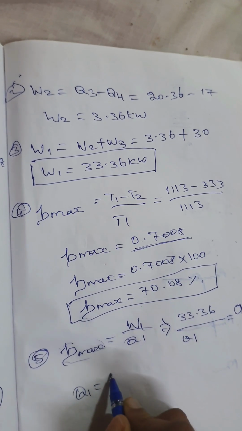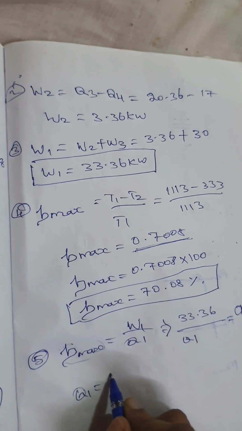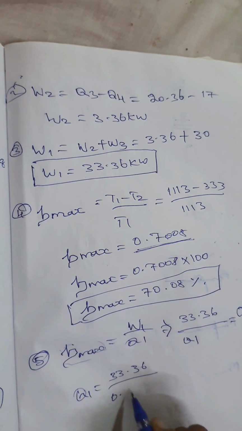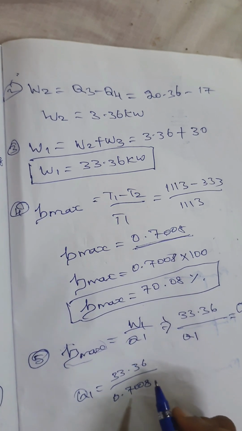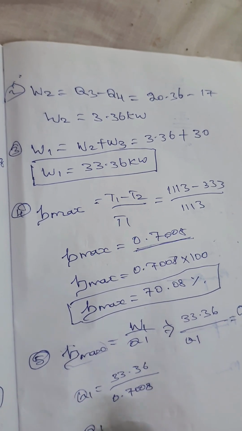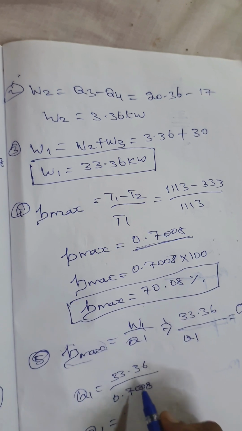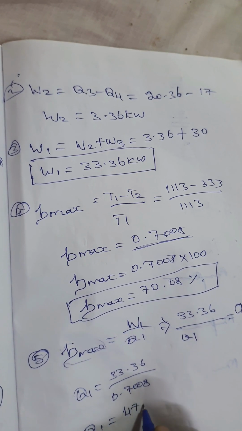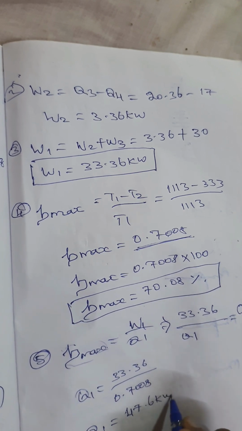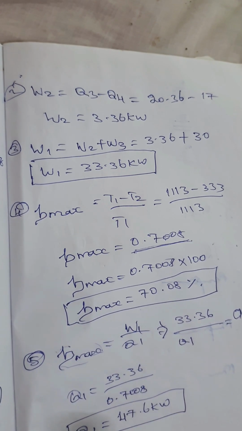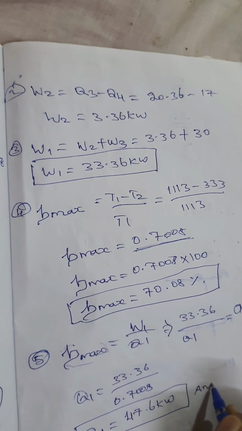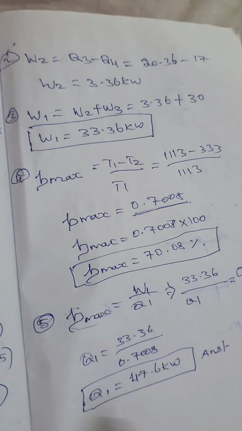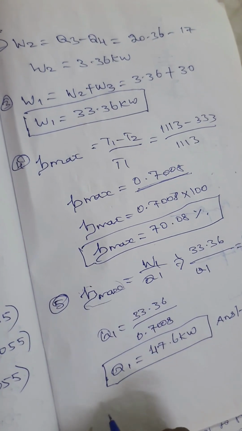Now we can find the Q1 value. Q1 is equal to 33.36 divided by 0.7008. If you put this in the calculator, you can find Q1, that is 47.6 kilowatt. That is the first answer which is asked in the question.